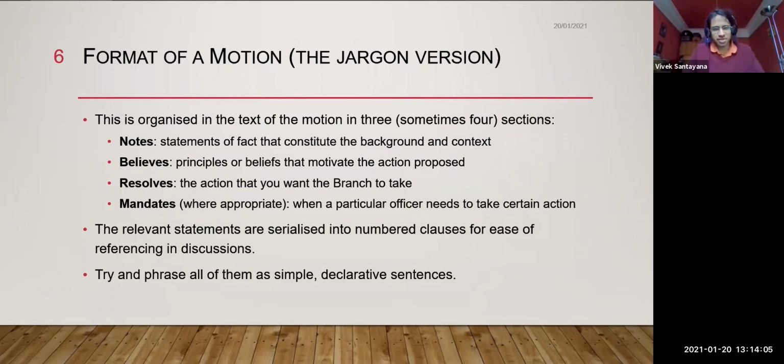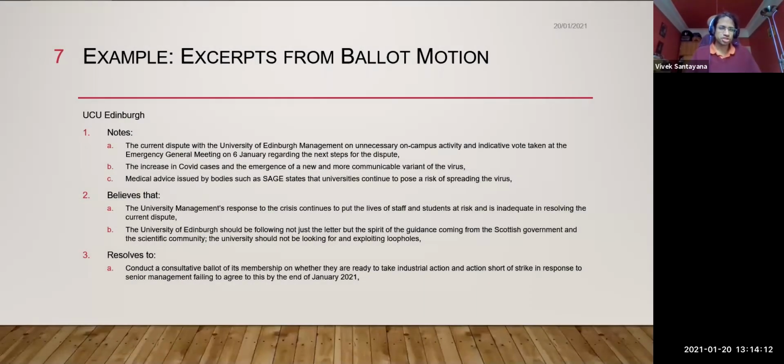Now, all of this can seem very abstract, so I'm just going to talk you through a very short example. This is an example of a motion that passed at our last extraordinary general meeting. This is a motion that I had proposed, and to be fair, the motion is much longer than this. This is just an excerpt from the motion calling on the branch to conduct the consultative ballot that we have going on now.